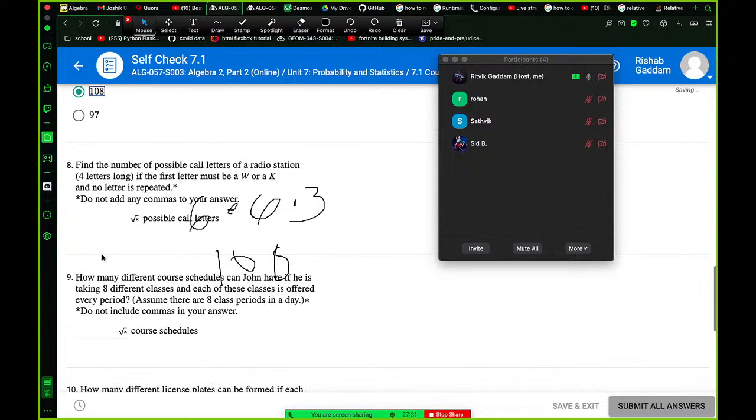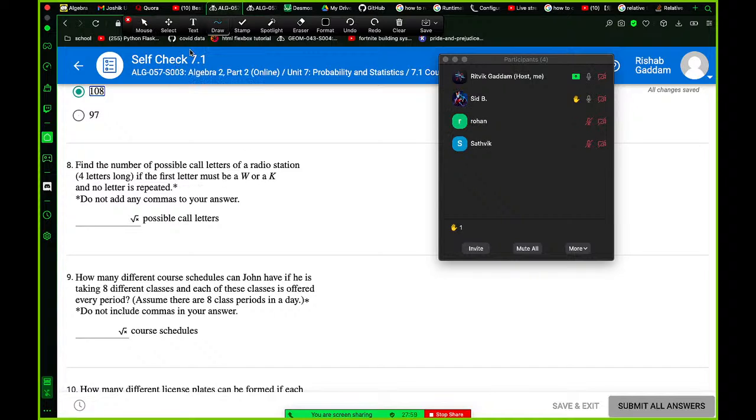So let's move on. Find the number of possible call letters of a radio station, 4 letters long, if the first letter must be a W or a K, and no letter is repeated. If you want to do this one, then raise your hand in the participants list. Okay, Sid, you can do this one.